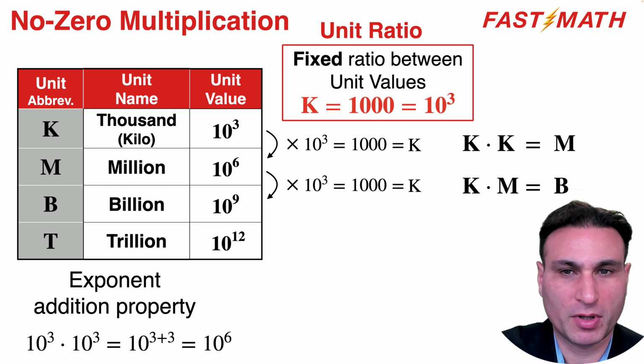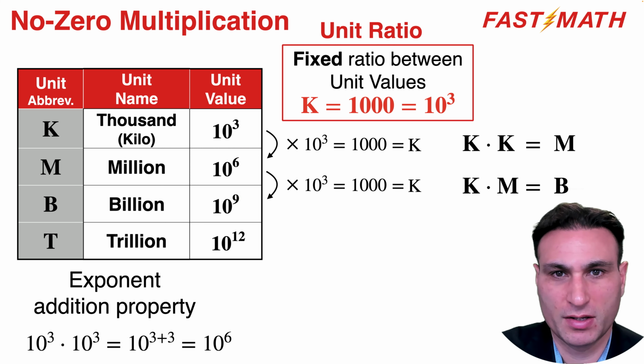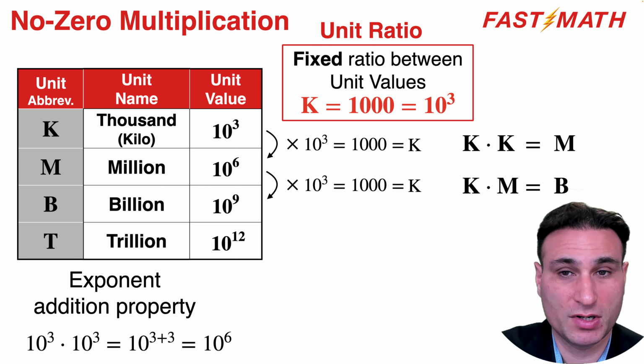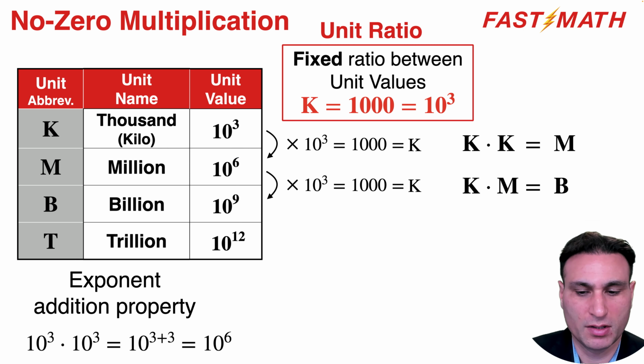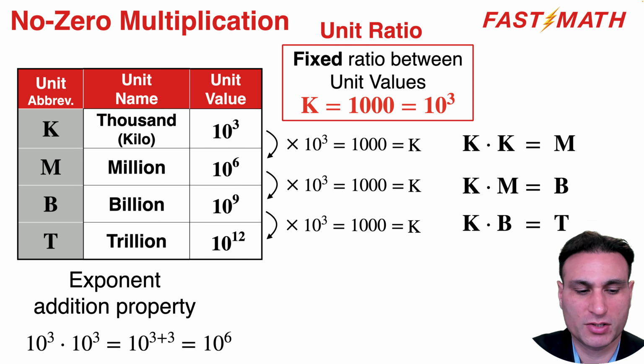Similarly, multiplying 1,000,000 by 1,000 increases the exponent by 3 from 6 to 9, which is 1,000,000,000, which is the next larger unit from million. With abbreviations, K times M equals B. And multiplying 1,000,000,000 by 1,000 increases the exponent by 3 from 9 to 12, which is trillion, which is the next larger unit from billion. With abbreviations, K times B equals T.